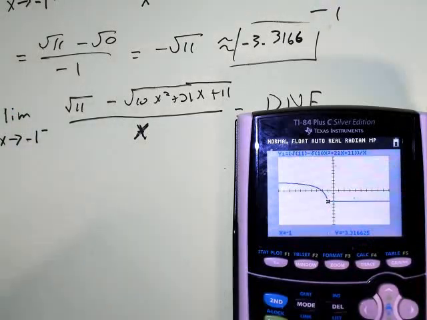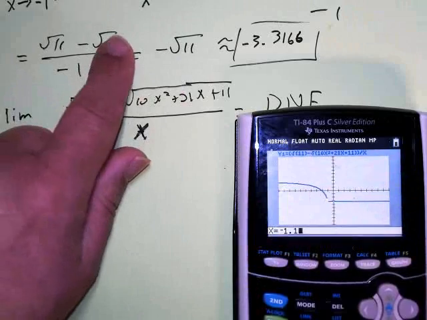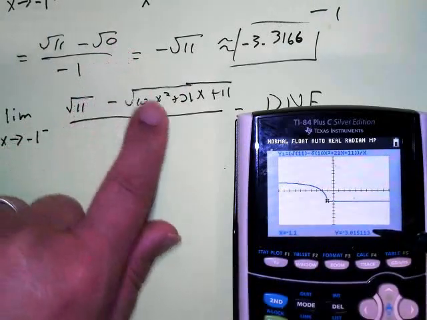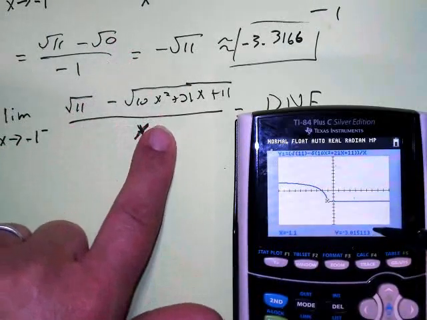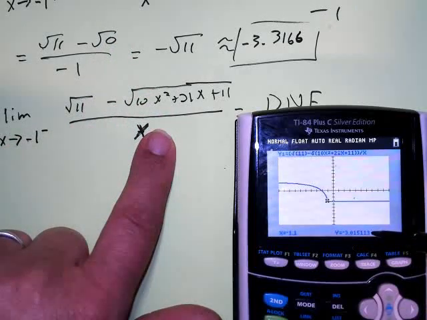Okay, so in other words, if I put in negative 1.1, so something really close to the left of negative 1, actually, I got something there. Why is that?